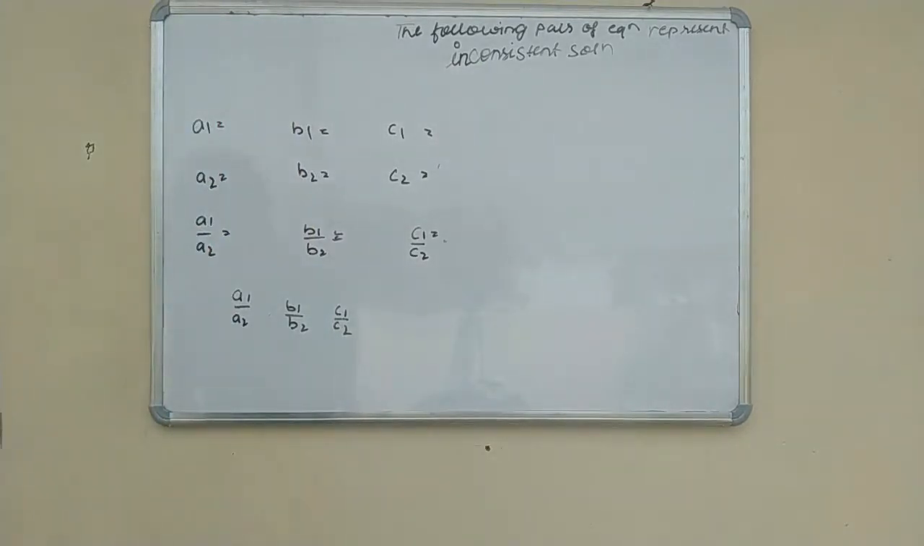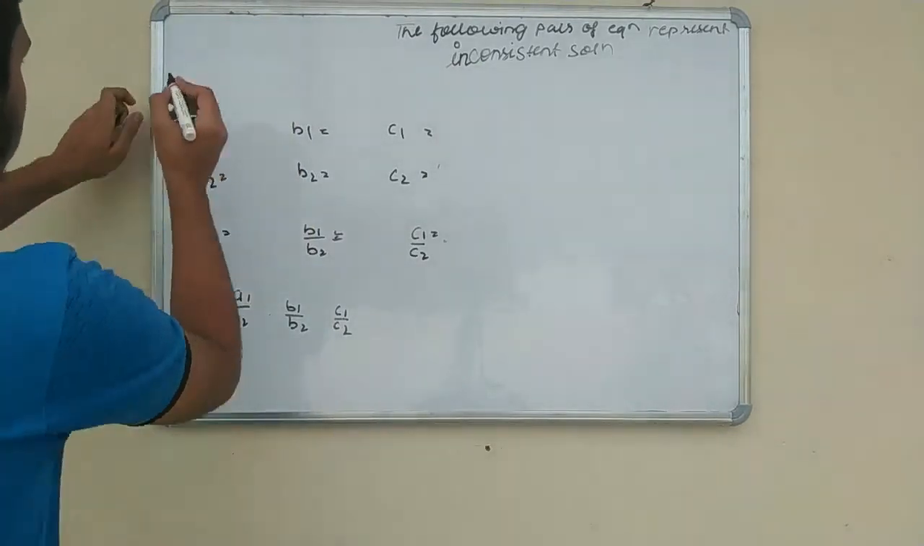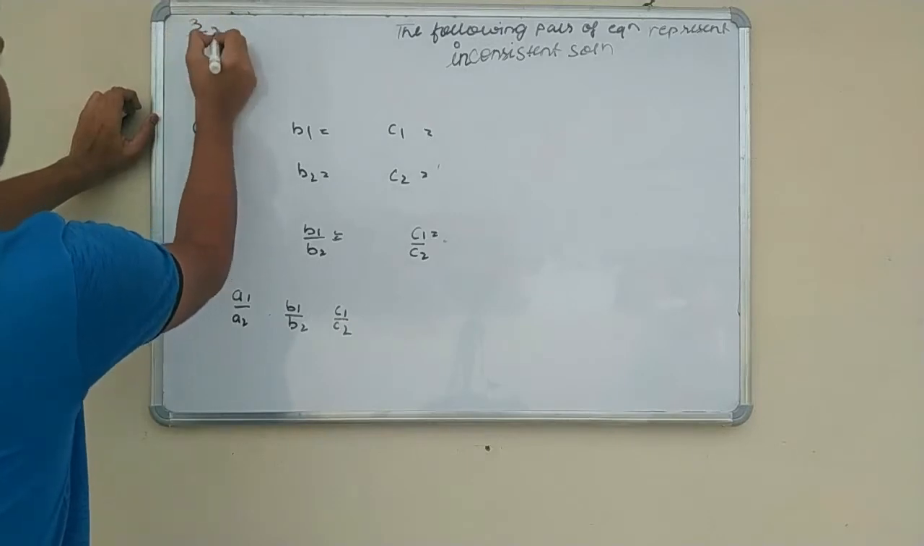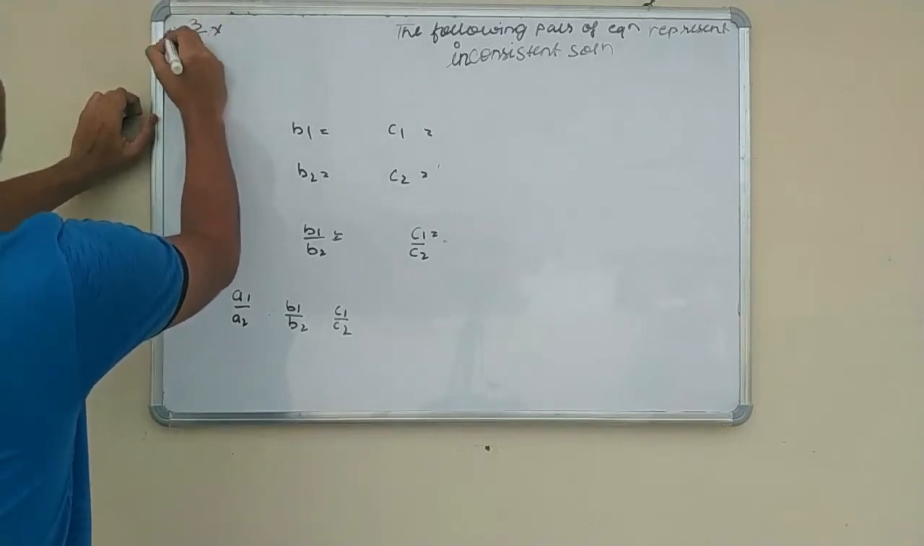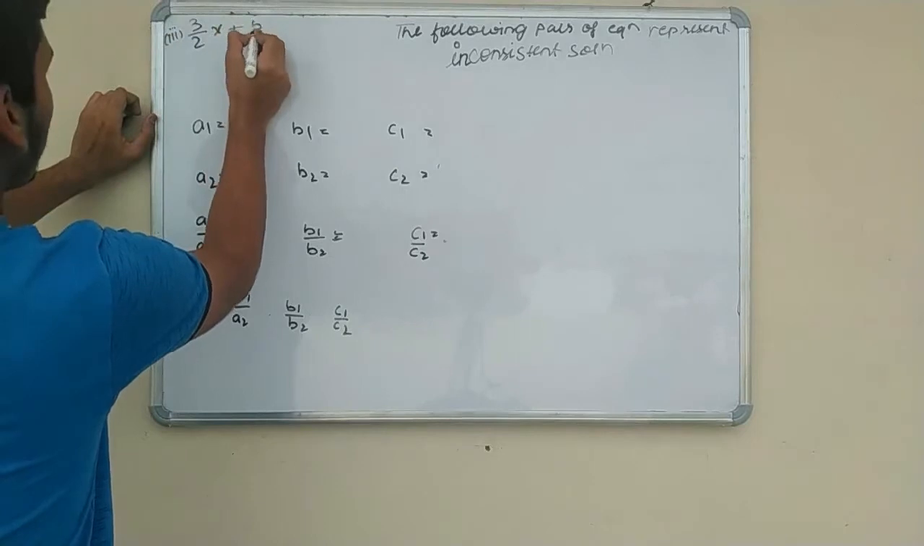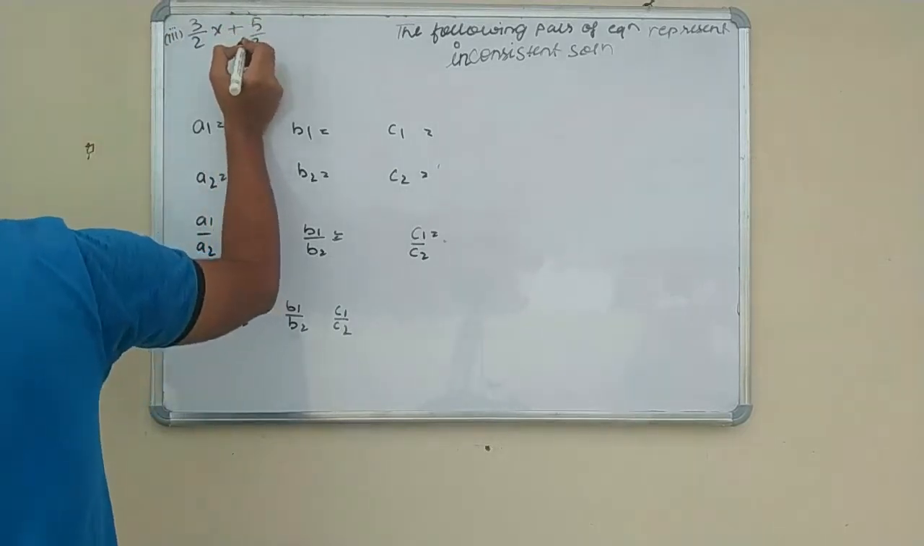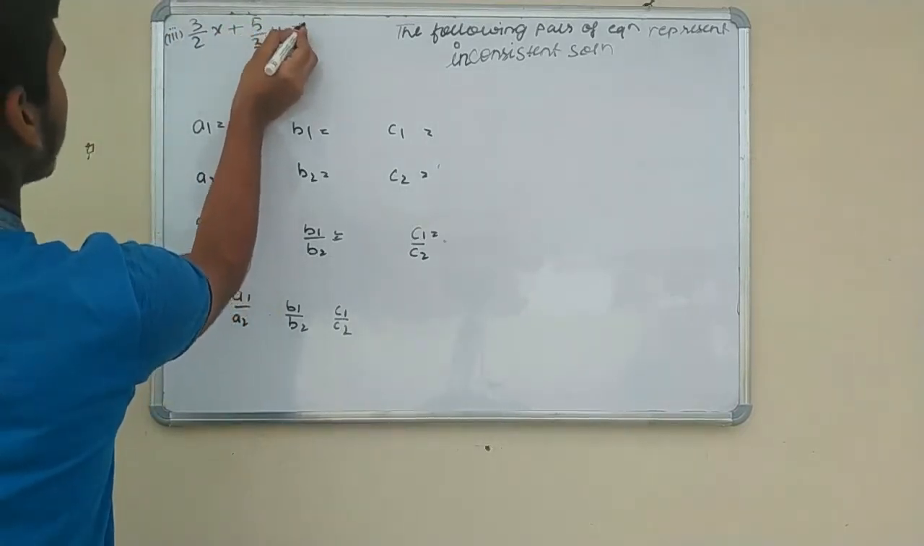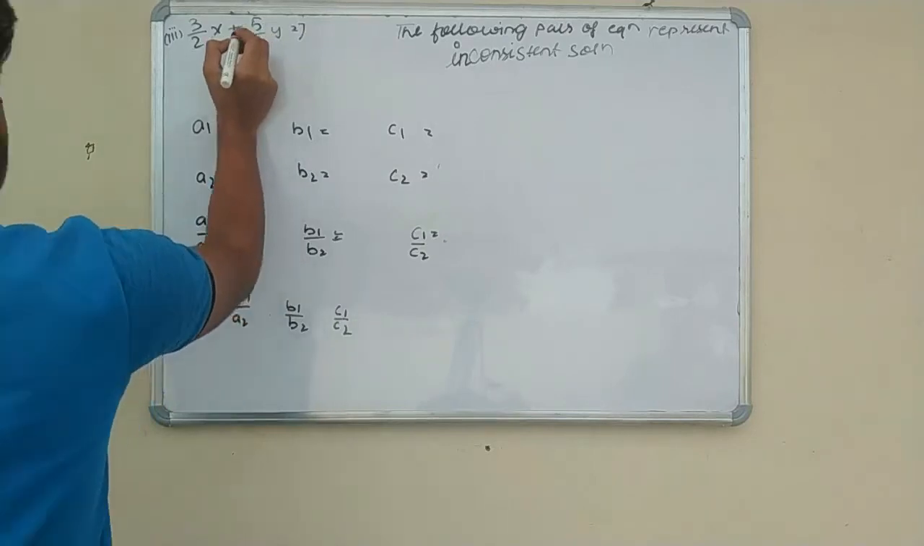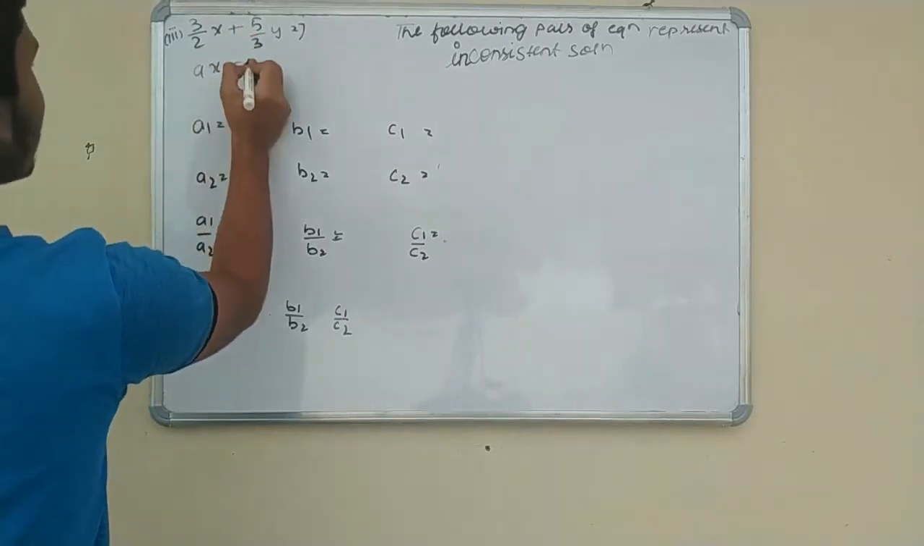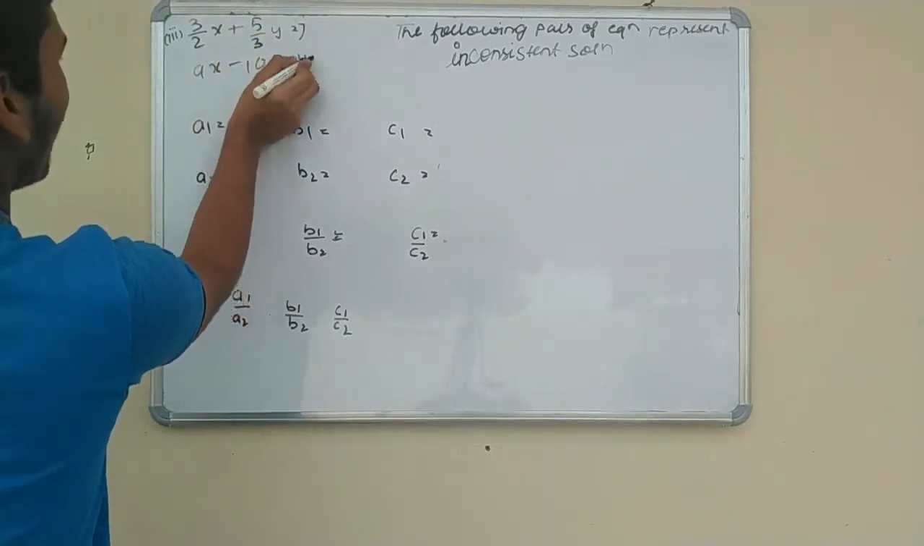The third part is 3 upon 2x plus 5 upon 3y equals 7, and 9x minus 10y equals 14.